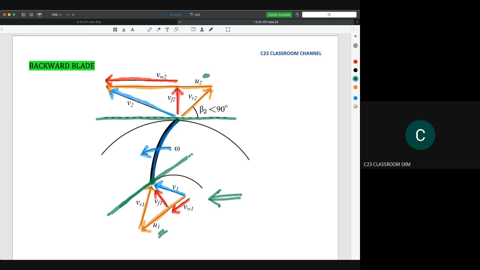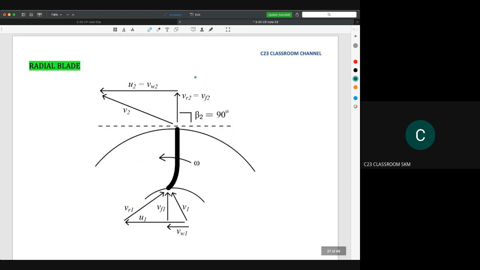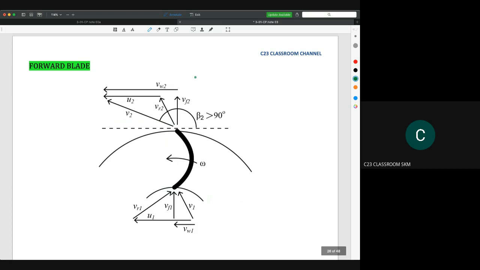So what is the characteristic of the backward blade here? For sure we could see the blade angle here is less, not more than 90 degrees. This is the main characteristic of the backward blade. And you could see here that for the backward blade, the velocity U2 is actually larger compared to the forward blade. For the forward blade, you will find that the V-whirl velocity is actually larger compared to the U2 velocity.